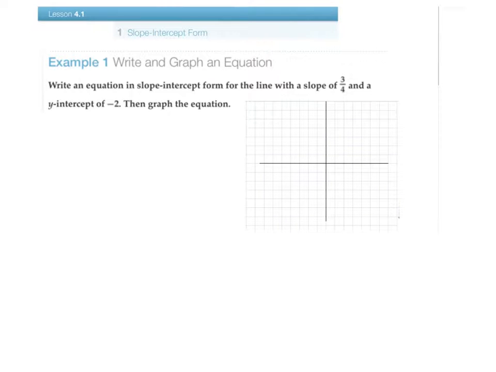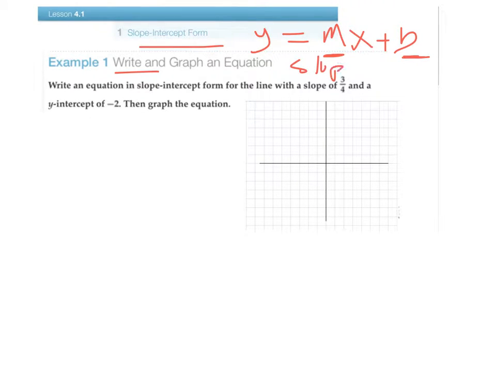To write an equation in slope-intercept form, we're going to use y equals mx plus b. What we're doing is trying to find the m and the b, m being the slope and b being the y-intercept. We're going to put them into that equation.